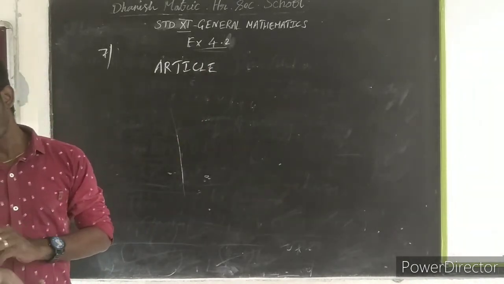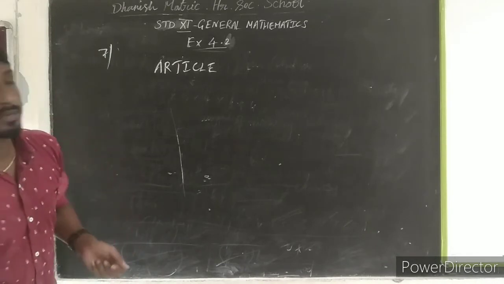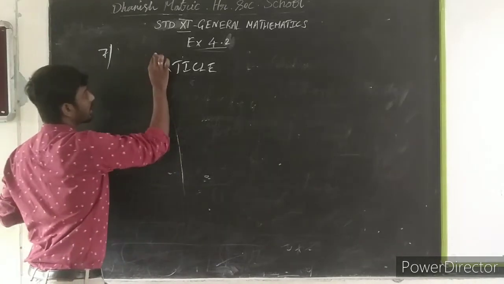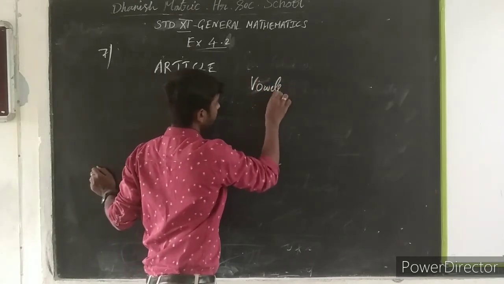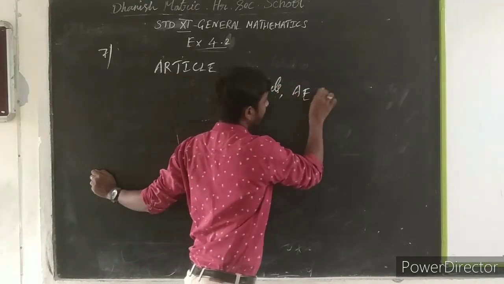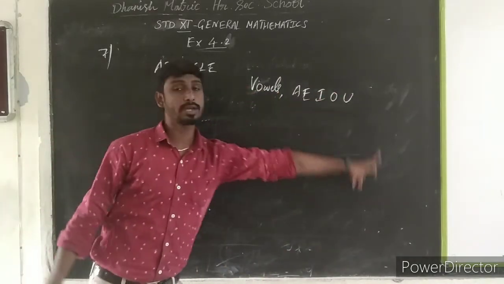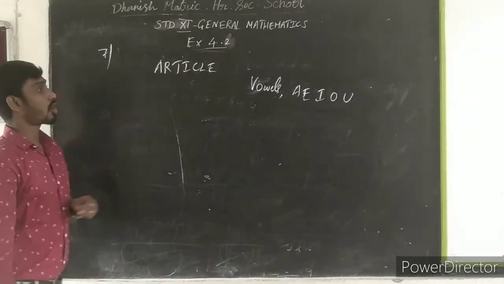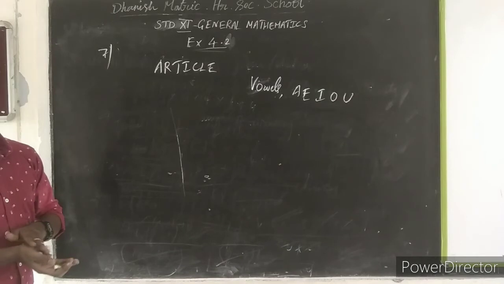So that vowels occupy the even places. What is the meaning of vowels here? Vowels are A, E, I, O, U. So the vowels here are A, E, I, O, and they occupy the even places, as given in the question.